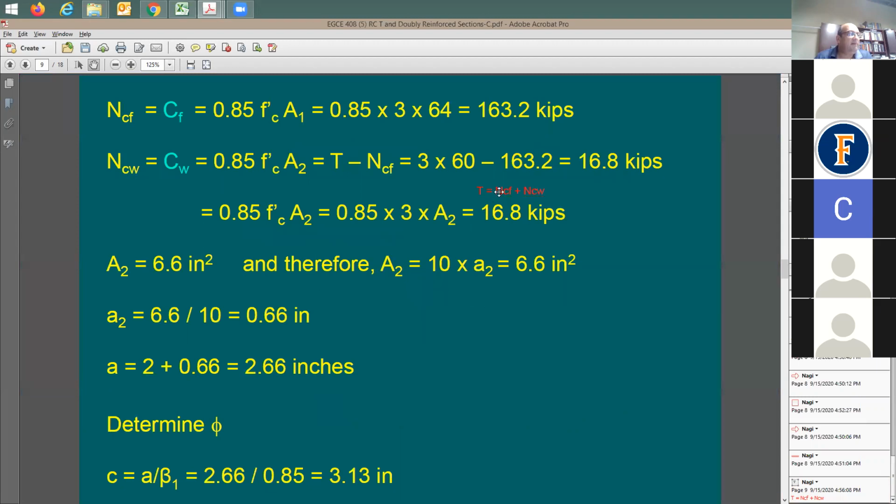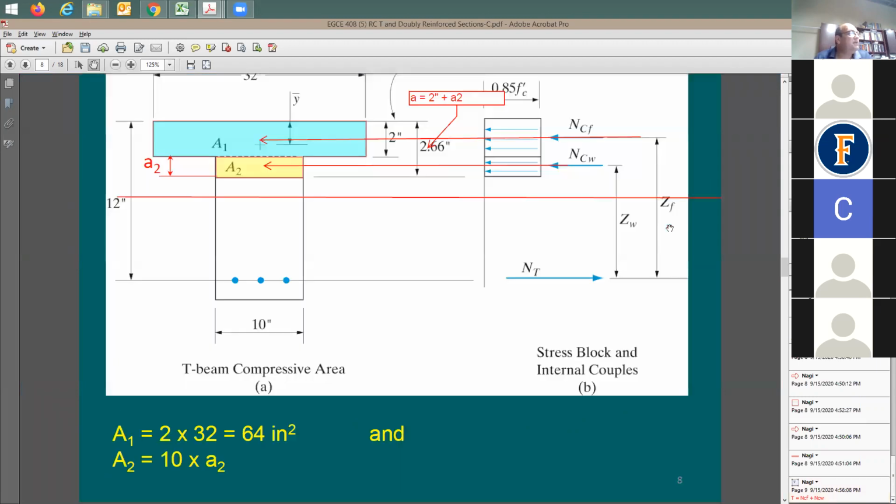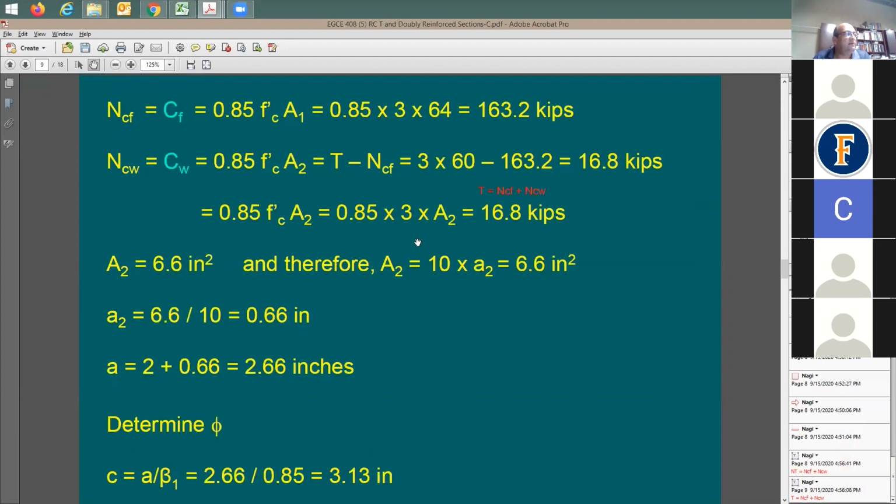So is this equation correct? I'd like to confirm this, so I'm going to go back to my slide. Here's the equation. It says the tension force is equal to NCF plus NCW. This makes sense because total tension is equal to total compression. Tension is just one force. If you like, you can call it N sub T, to be consistent with the symbols. So I'm going to say N sub T equals NCF plus NCW. Okay, good. This is going to be the equation that I'd like to use.